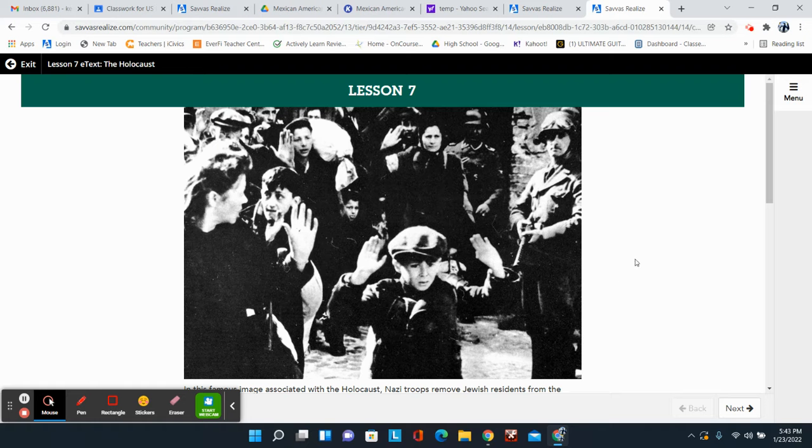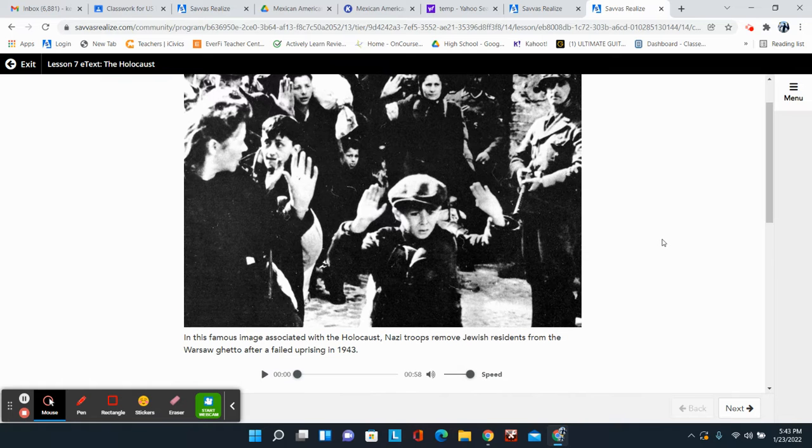Okay, so today we're going to be looking at e-text for lesson 7. This image shows a famous image associated with the Holocaust. Nazi troops removed Jewish residents from the Warsaw Ghetto after a failed uprising in 1943.